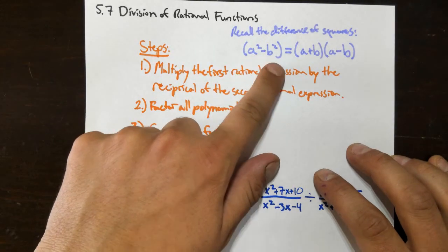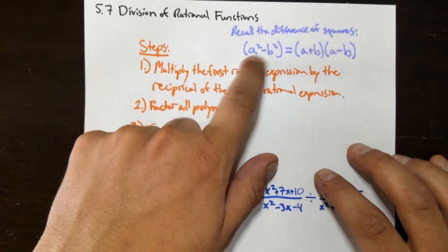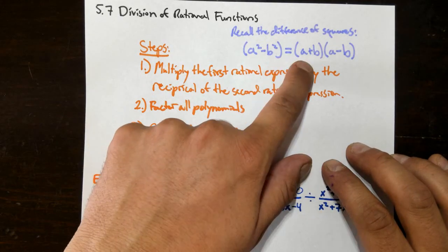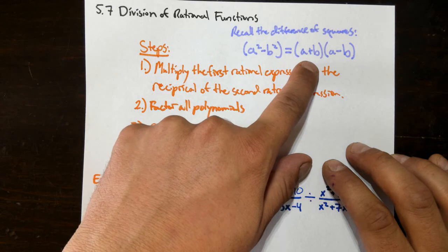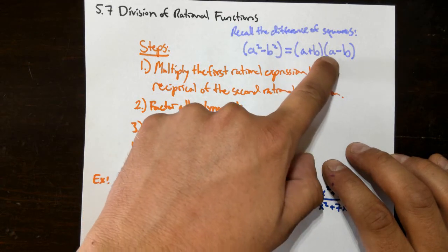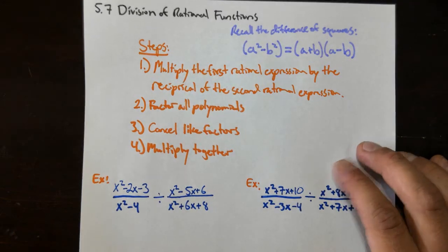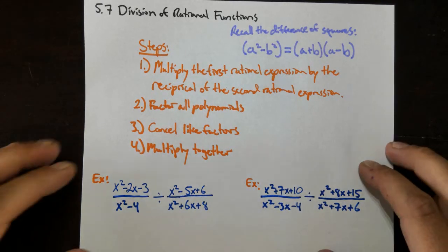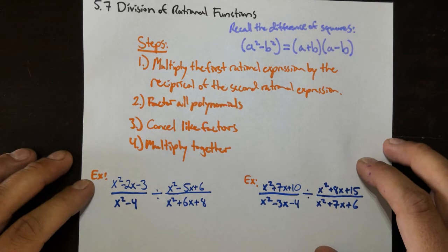If we have two squares being subtracted from one another, such as a squared minus b squared, then the factorization of that is a plus b times a minus b. So let's keep that in mind. You'll see how it comes into play when we deal with division of rational functions.